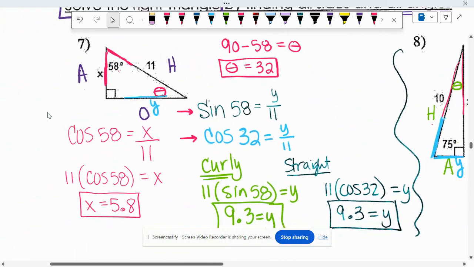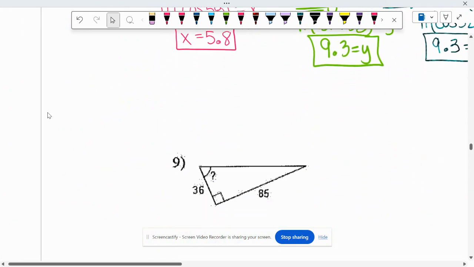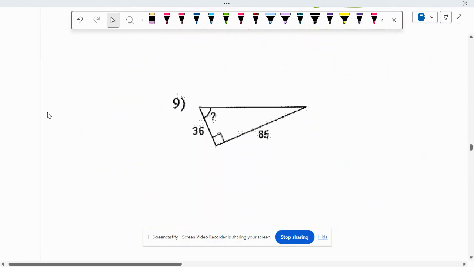Thomas, are you ready for number 9? Okay. So I'm going to call that missing angle right there theta, where the question mark was. So tell me, what do I know if I label my sides? What's my O, my H, and my A?